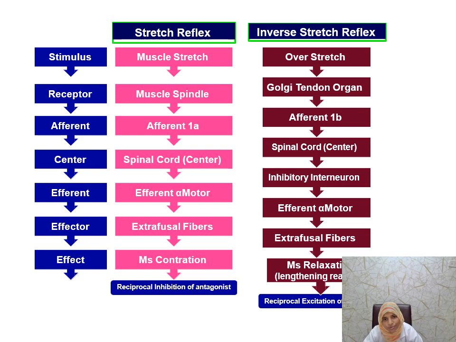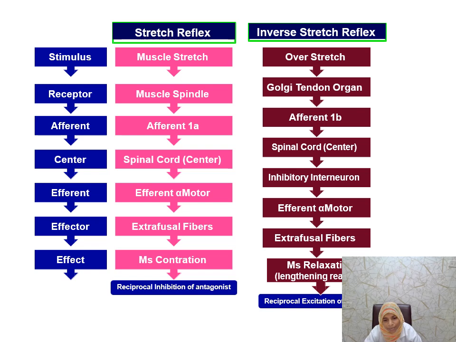So what is the stimulus for the inverse stretch reflex, or Golgi tendon organ reflex, or inverse myotactic reflex? Overstretch. Whenever there is an increase in the tension or overstretch, or whenever there is a chance of tendon avulsion, the GTO, Golgi tendon organ, will be activated. So the stimulus is overstretch. The receptor is the Golgi tendon organ. The afferent is 1B. And the center is in the spinal cord. The efferent will be an inhibitory interneuron, which is going to go to the effectors. Effectors: alpha motor neuron, the extrafusal fibers, causing muscle relaxation.